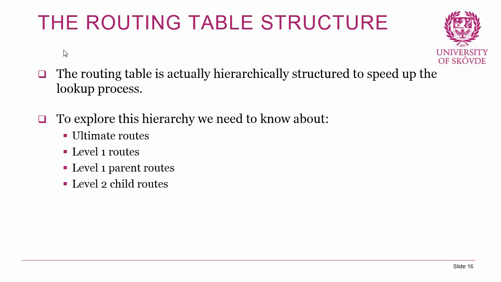Actually, the routing table is hierarchically structured, and that is to speed up the route lookup process. To explore this hierarchy and how the lookup process looks in detail, we have to know about some different types of routes. So we have ultimate routes, level 1 routes, level 1 parent routes, and level 2 child routes. And now we're going to see what those are.